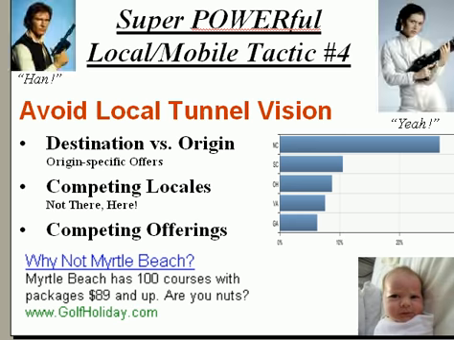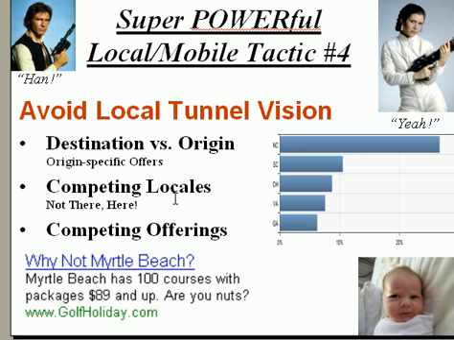Next, local mobile tactic number 4: avoid local tunnel vision. Like for us, if we're dealing with people who are coming to Myrtle Beach, we got to think about where they're coming from, and we can do origin-specific offers. So for example, if you look at this chart right here, most of the people coming for some of our things are from North Carolina. So for a resort these days, we do something like $100 off the gas, a gas credit offer.